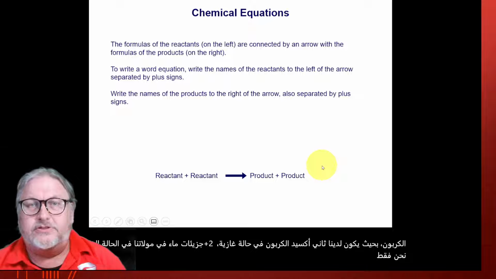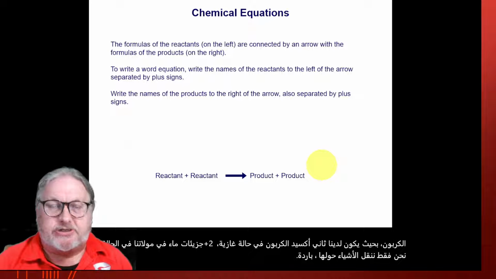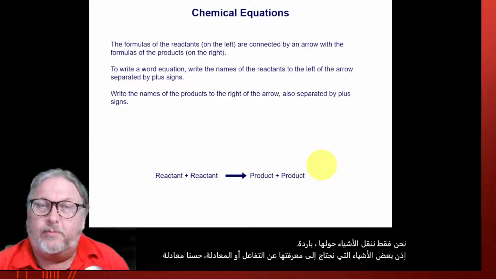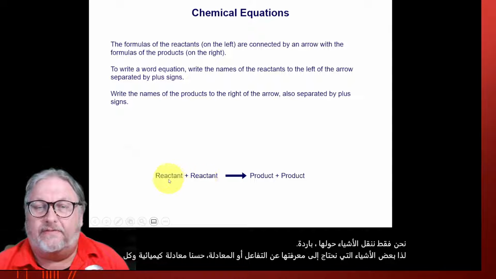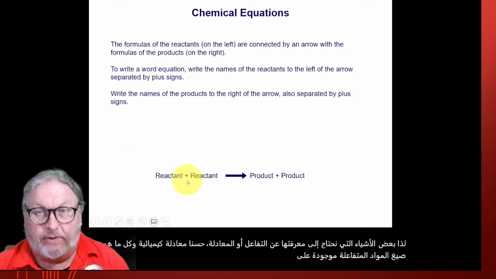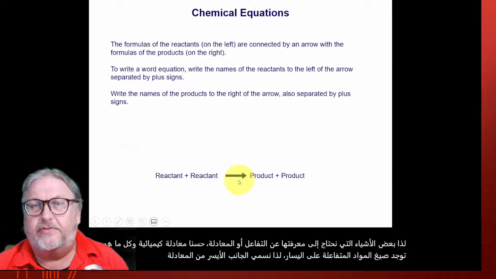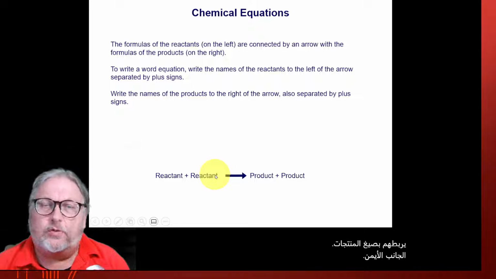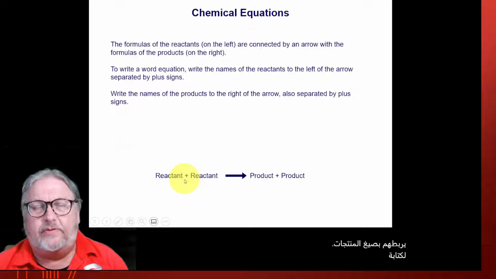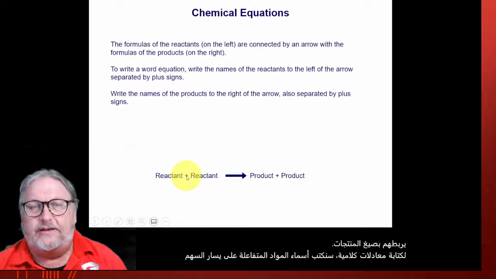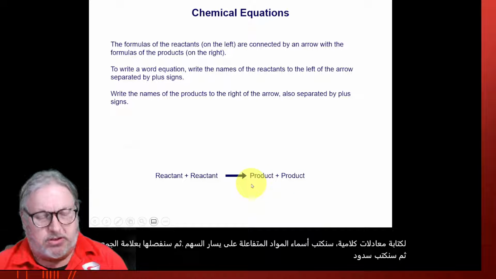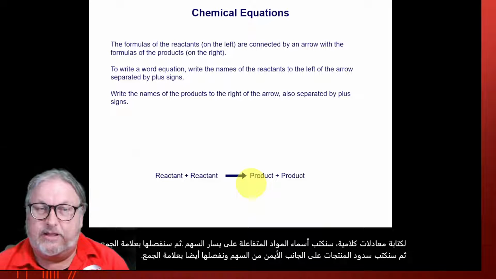Cool, huh? So, some things we need to know about a reaction or an equation. A chemical equation is all it is, a recipe. The formulas of the reactants are on the left, so we call the left-hand side of the equation the reactant side. And we have an arrow that connects them with the formulas of the products, the right-hand side. So to write our word equations, we're going to write the names of the reactants to the left of the arrow, then separate them by the plus sign. Then we'll write the names of the products to the right side of the arrow and separate those also by the plus sign. Not hard.